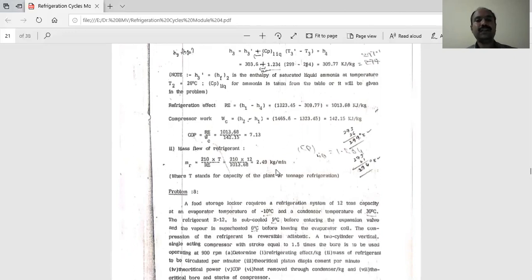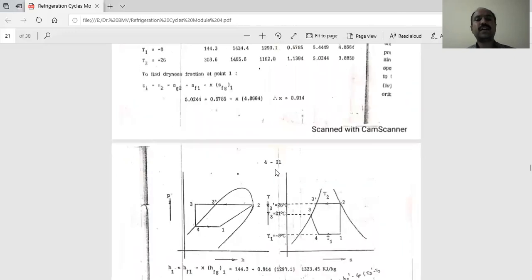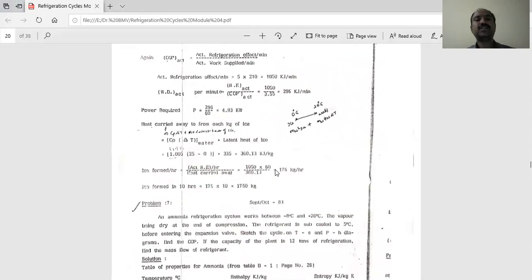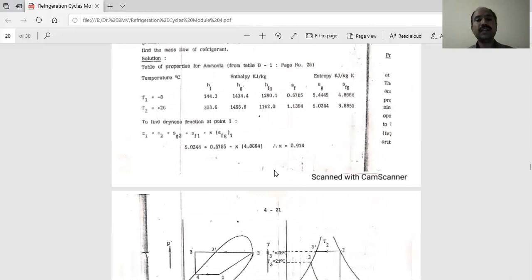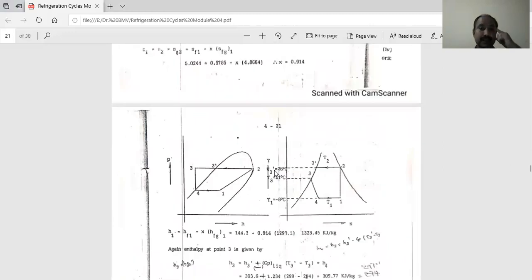Like that we can solve the problem based on the conditions. Different conditions: this is the saturation condition, and this is subcooling of the refrigeration system. This is all about module 4. Go through my notes. Everything will be available in the notes.